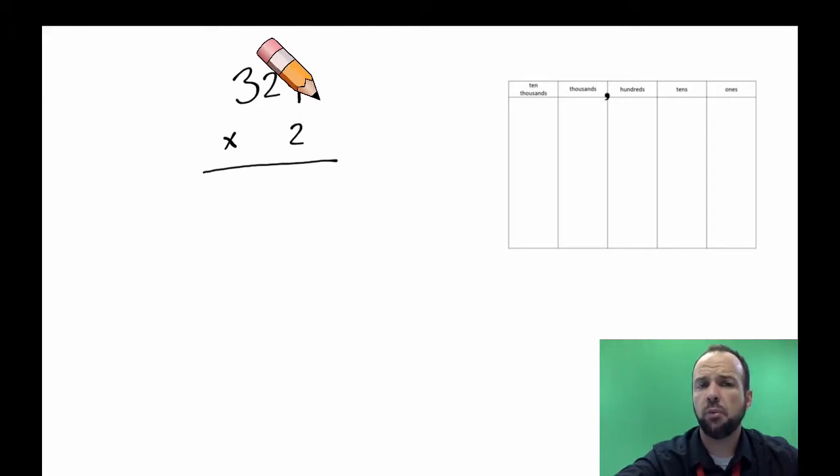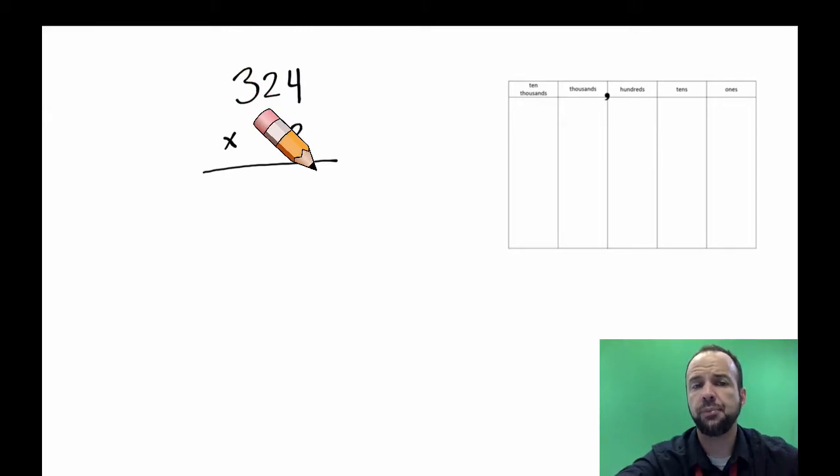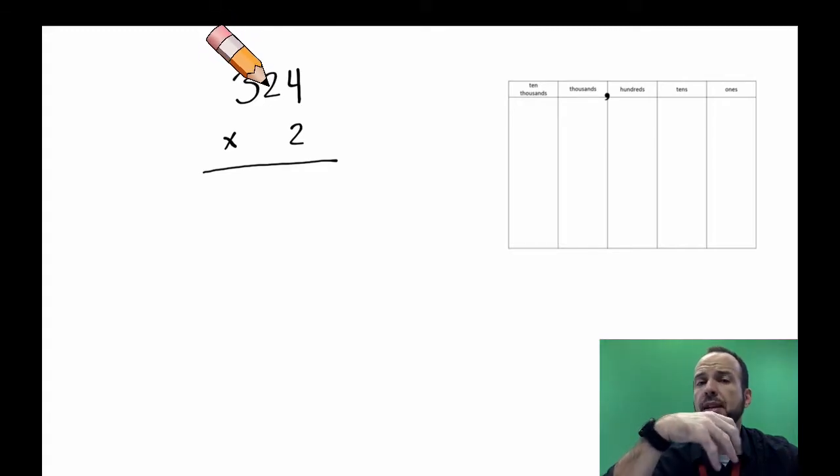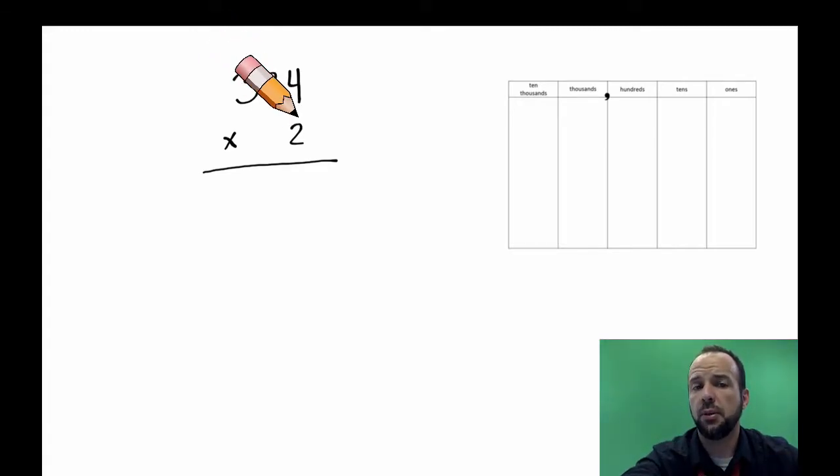Alright guys, the first problem we're looking at is 324 times 2. So we're multiplying 324 two times. What we're going to do is take this 2 and go through each of these place values. We're going to multiply the 2 by the 4, and then by the 2, and then by the 3. What we have to keep in mind when we get to this 2 is that it's really worth 20. So we're going to be doing 2 times 20 and then 2 times 300.